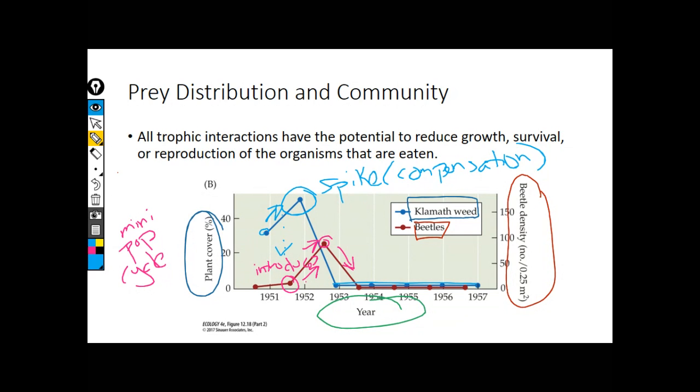Now, it's not necessarily all compensation. It's hard to tell just from one graph exactly what's going on, but it's a good hypothesis looking at the pieces we have here. Any questions about this?